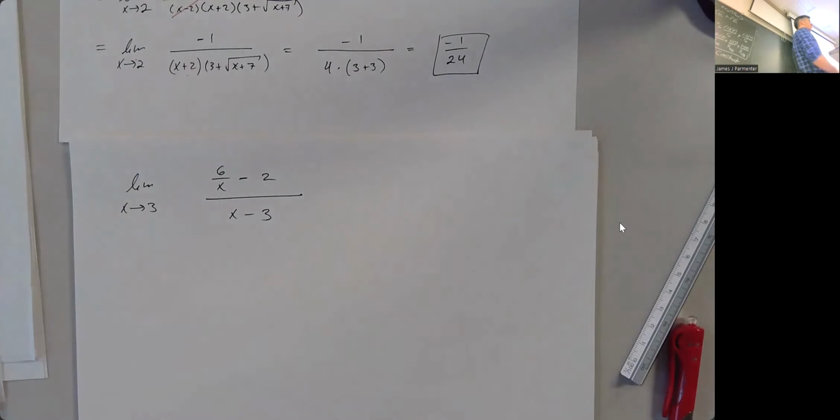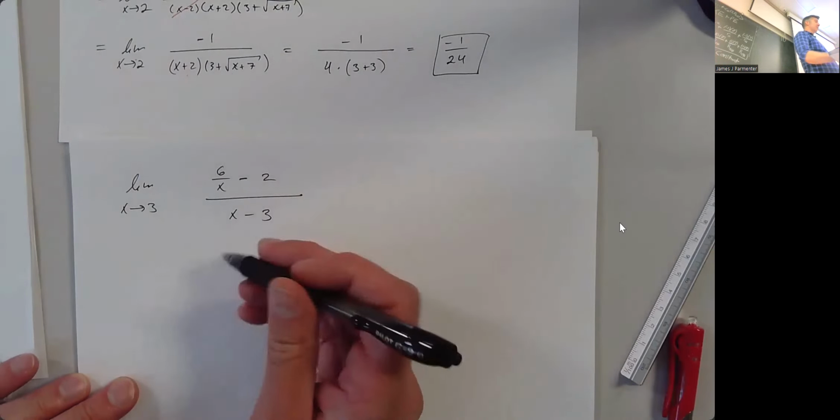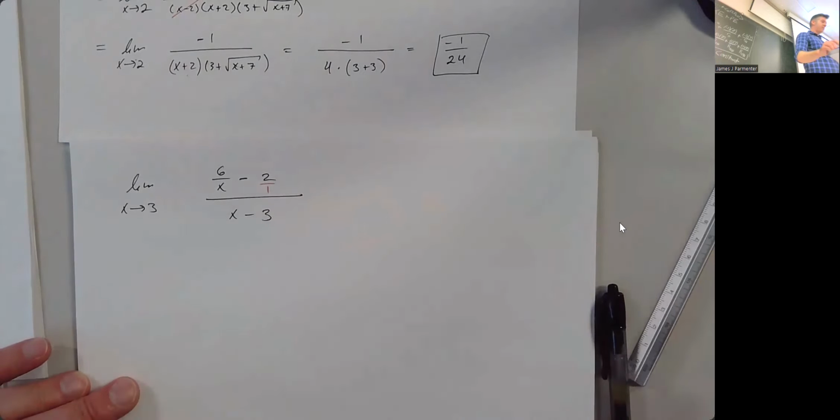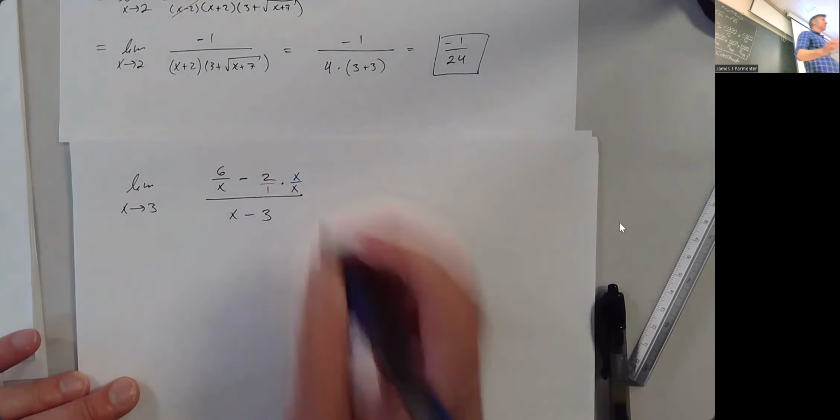So now what do we do? We have fractions and fractions. There are a couple different ways people like to do this, but the way I would say that we should do this is we need to be able to subtract these, so we need a common denominator. So let's write that as a 2 over 1, and then multiply this 2 over 1 by x over x.